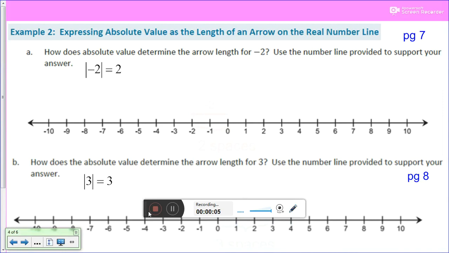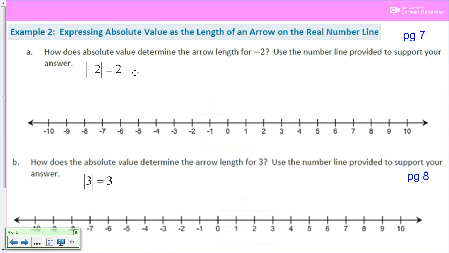All right, ladies and gentlemen, we are moving on with page 7, example 2. You should already be on page 7. And now we're going to look at the importance of that absolute value. Okay. So our letter A says, how does absolute value determine the arrow length for -2? Use the number line provided to support your answer.